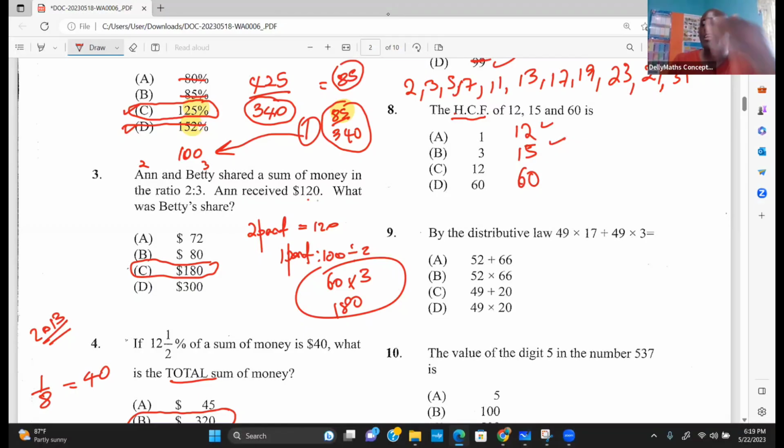All right? Because you want a factor for 12. The biggest factor for 12 is 12. The biggest factor for 15 is 15. The biggest factor for 60 is 60. So it could not be 60. Why? Because 60 is already bigger than 15 and bigger than 12. So it would be one of those numbers. So you would have to pick 3.